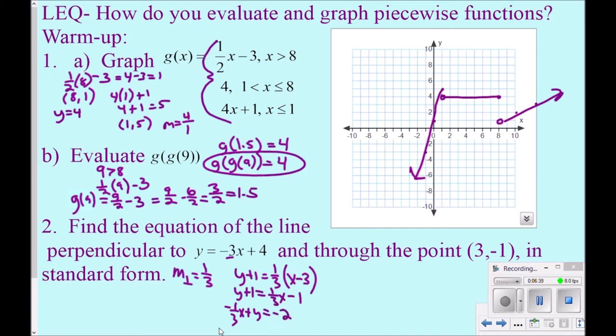And next I need to do two things. I need to get rid of the negative and I need to get rid of the fraction. So I'm multiplying both sides by negative 3. And we'll bring that over here. So negative 3 times negative 1/3 is positive 1x. And negative 3 times positive 1y is negative 3y. And negative 3 times negative 2 is positive 6. So x minus 3y equals 6 is the correct answer for the standard form of the line that's perpendicular to this line and through the point 3, negative 1. Okay, so that takes care of the warm-up.